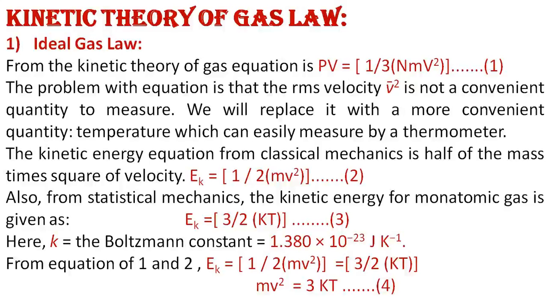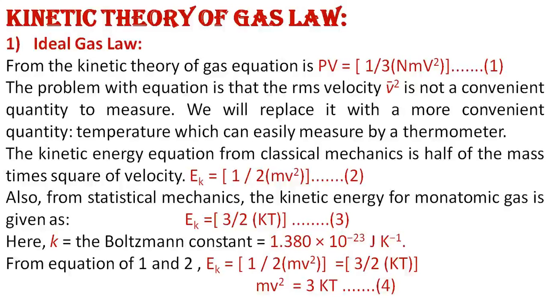The kinetic energy equation from classical mechanics is half of the mass times the square of velocity. So Ek is equal to 1 upon 2 mv square. That is the kinetic energy equation of classical mechanics. From statistical mechanics, the kinetic energy for a monatomic gas is given as Ek equals 3 by 2 times K times T. That is equation 2. Here K is the Boltzmann constant, 1.380 times 10 raised to minus 23 joules per kelvin.